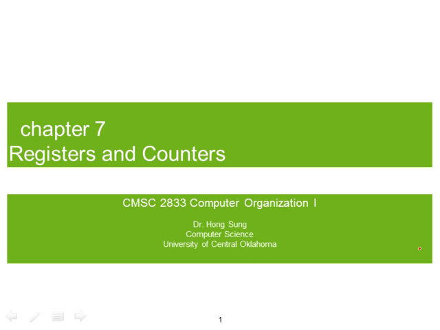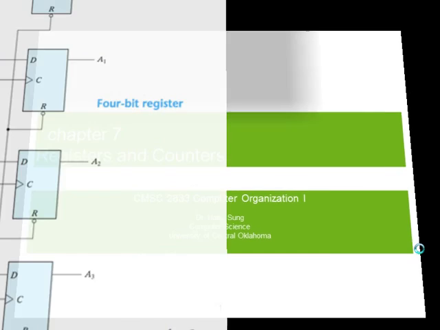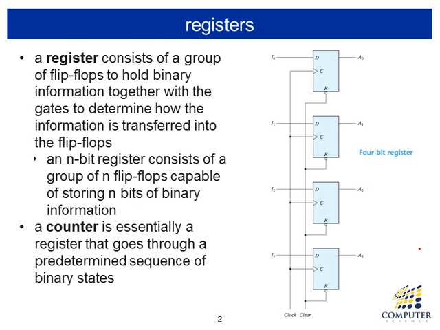In Chapter 7, we study one section that discusses registers and counters. A register, by definition, is a group of flip-flops that is called a register. So you may have just a single one or many. Something like that, we have 4 flip-flops working together. So we call this a 4-bit register.